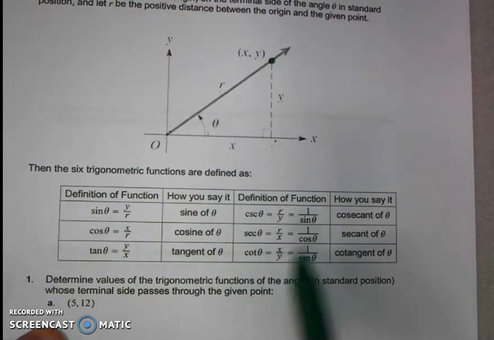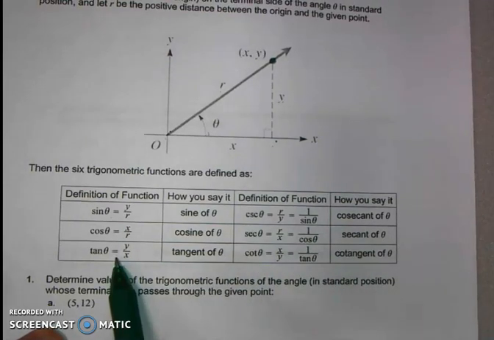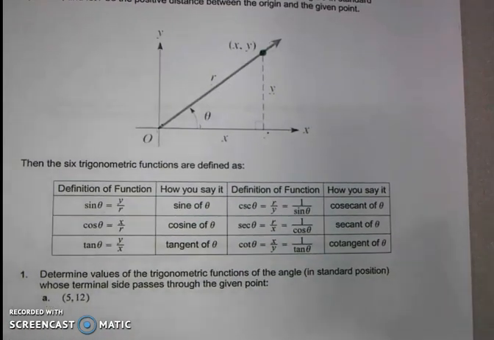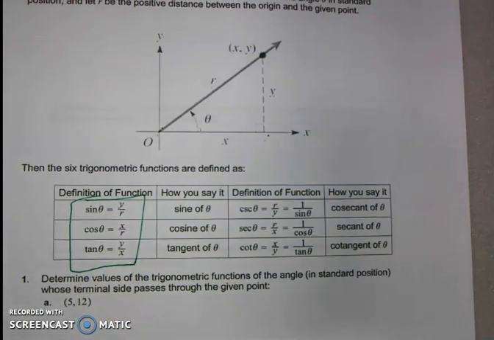And finally, cotangent theta is x over y. It's the reciprocal of tangent. So you really, really, really need to memorize those. We will use those every day from now to the end of the semester. You need to know those.